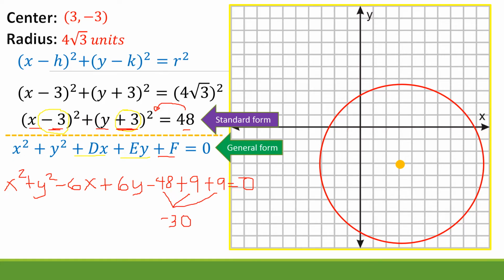Therefore, the general form of this equation is x squared plus y squared minus 6x plus 6y minus 30 equals 0. Hope you're starting to understand the step-by-step process in getting the general form of the equation of our circle from the standard form. Let's have one more last example for this.